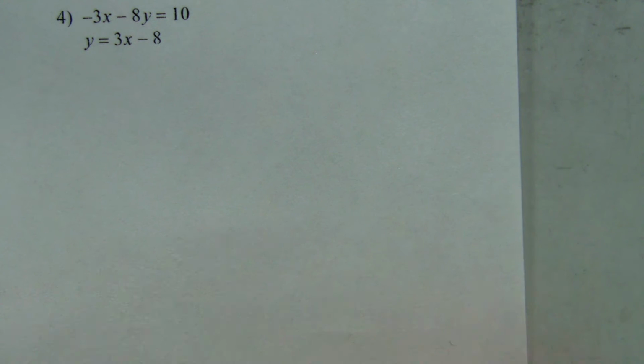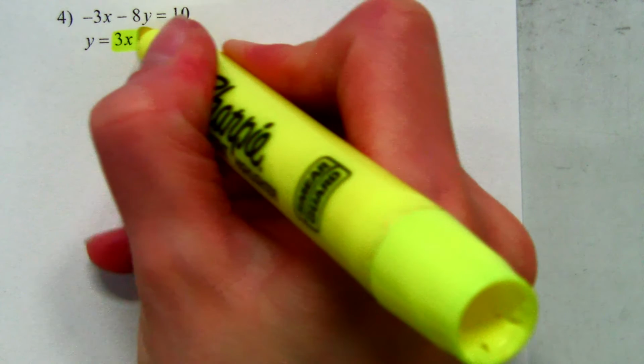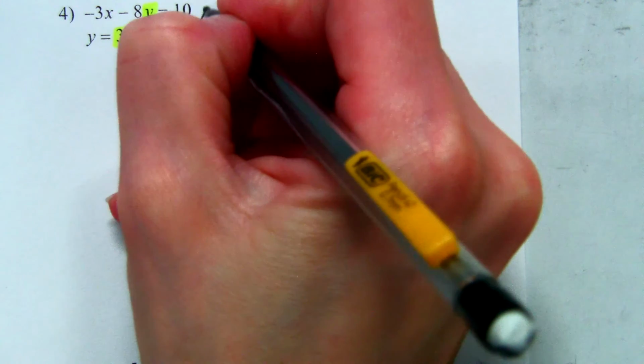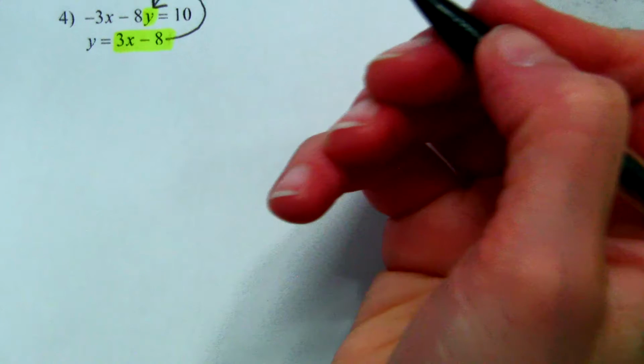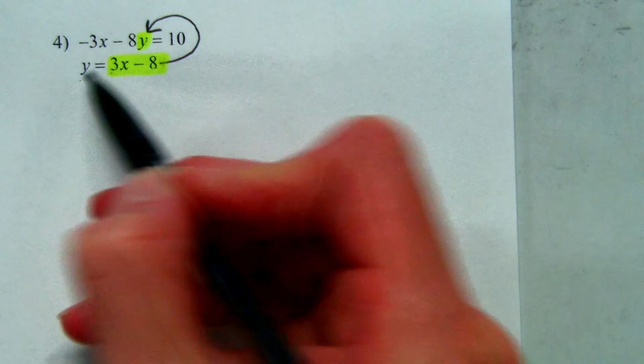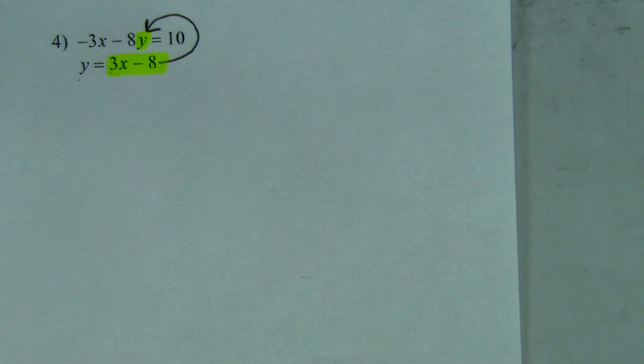Okay, let's go on to number 4. So I need to identify which one's in slope-intercept form, and it happens to be the second one. So this is equal to y. So that's going to go in for y up here. So you can see my arrow, this is equal to y. So that means I can substitute it for y in the other equation, because we're looking for where these meet. We're looking for the x and the y that makes both equations true.